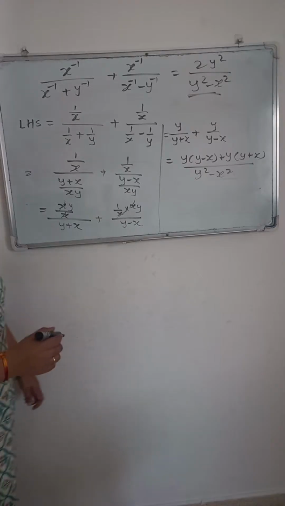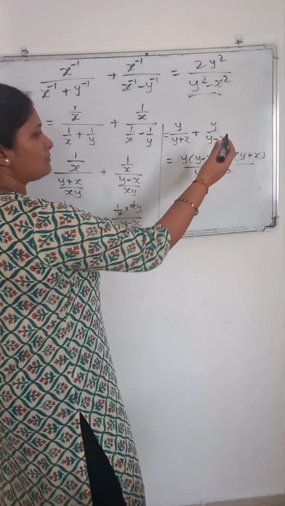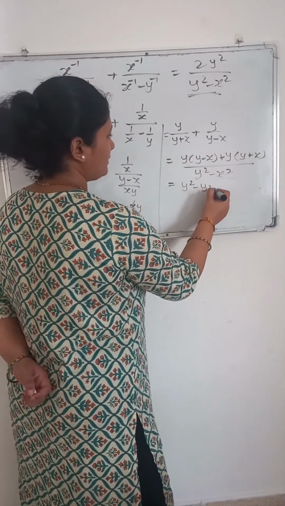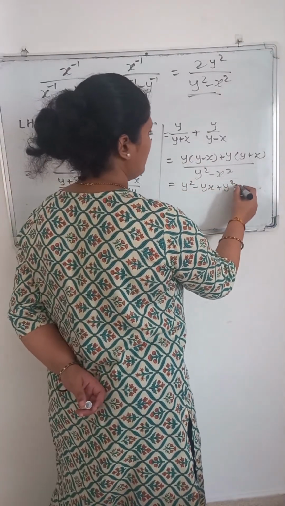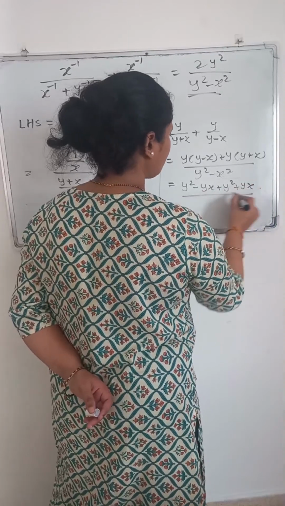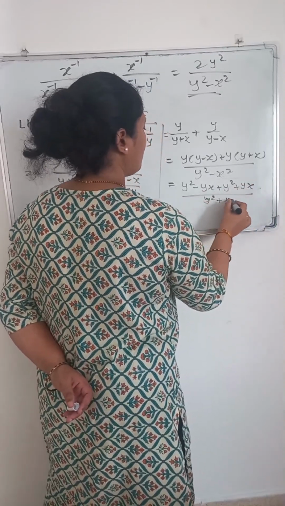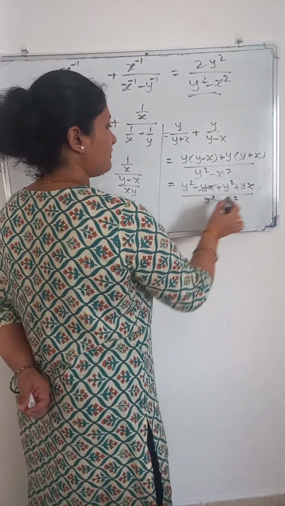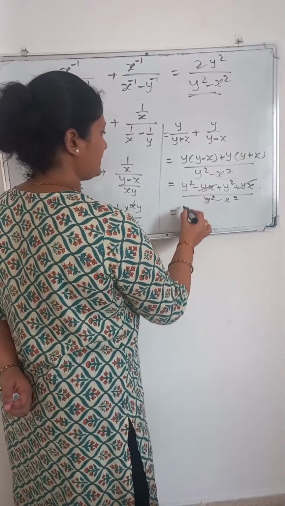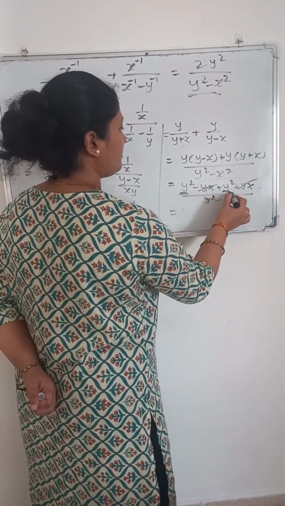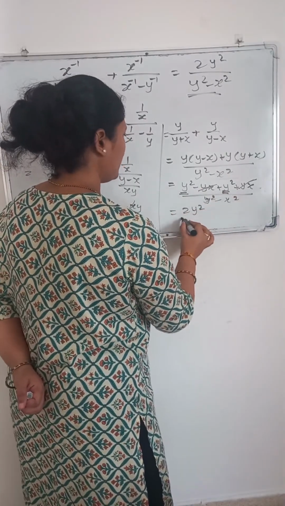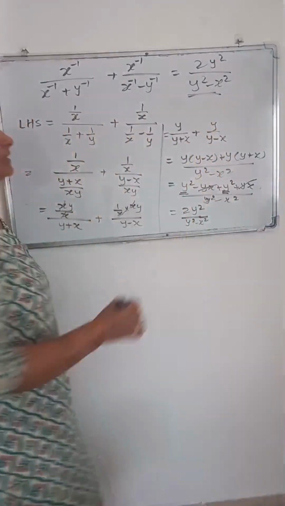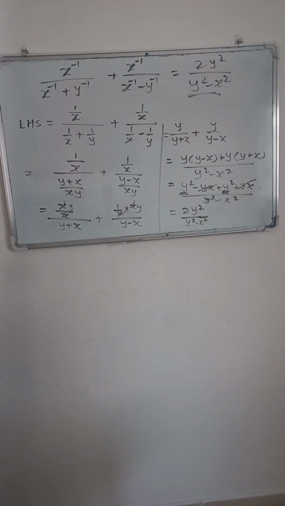See, the RHS's denominator part I got. So now you can simplify, just multiplying y inside the bracket, y into y square minus yx plus y square plus yx upon y square plus y square minus x square. So here minus yx plus yx gets cancelled, and here y square plus y square is 2y square upon y square minus x square. That is the required operation, and hence we got this.